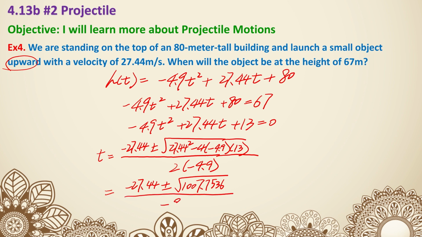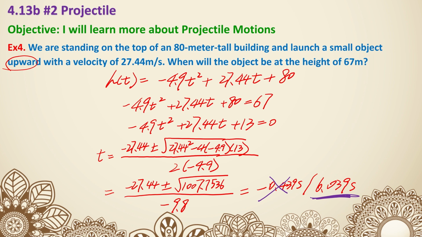So that divided by negative 9.8. You should get two separate answers. One is negative 0.439 second, and the other is 6.039 second. Of course, we're not going to keep the negative time, so our final answer is 6.039 second.